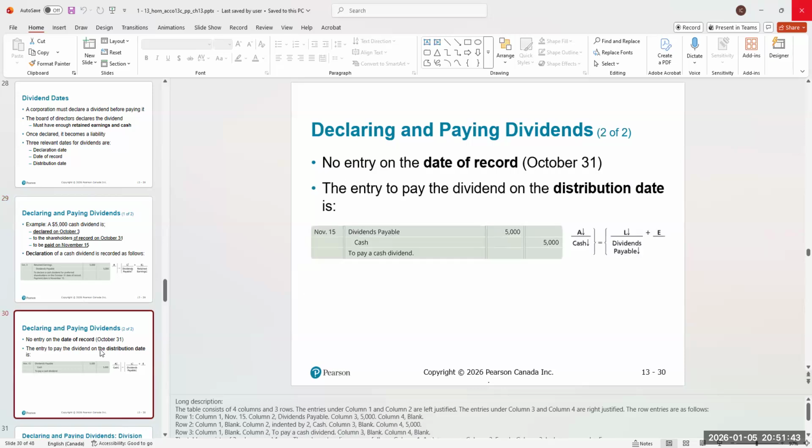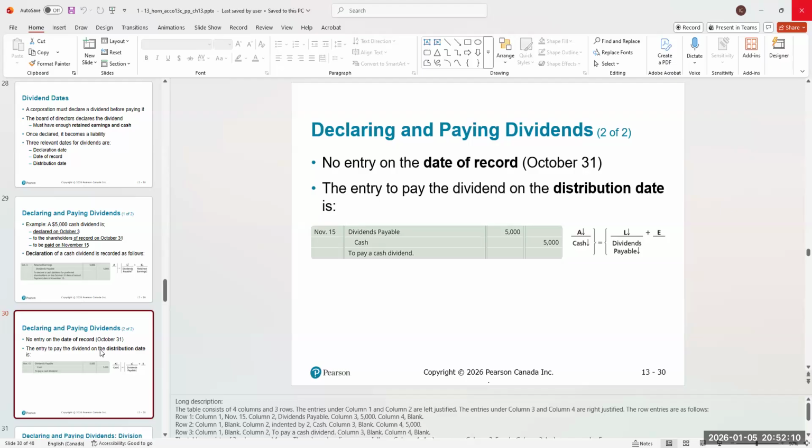On the date of record, no journal entry is required. This is just the date on which we check who the people are who are going to get the dividend on the distribution date. And on the distribution date, we actually pay the dividend in cash. So what are we going to close? We're going to close the liability that we created on the declaration date by reducing the cash.